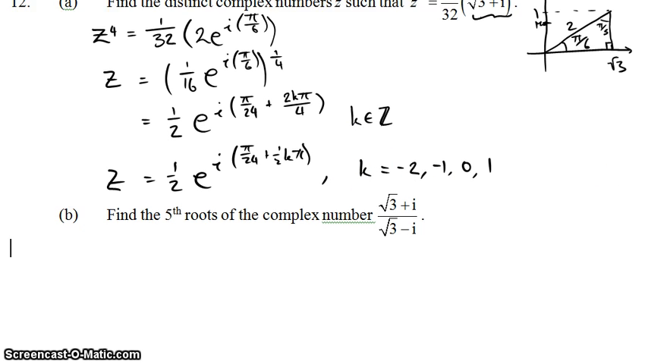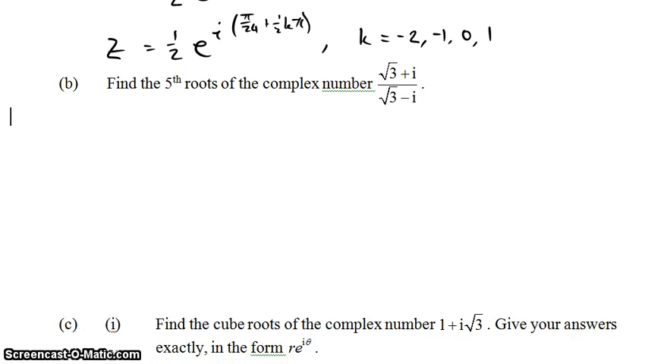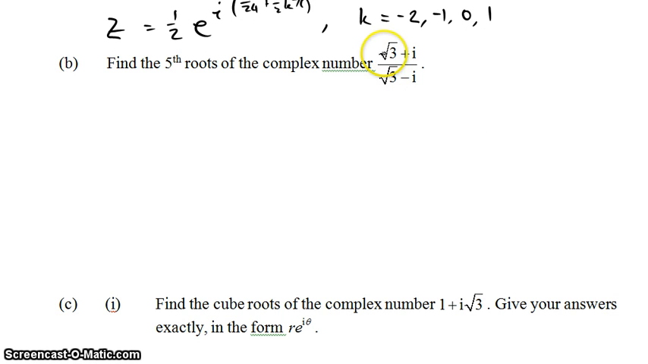Part B, find the fifth root of this complex number. You can see this is a number divided by its conjugate, so that's going to help us out a little bit. And actually we know what the top line is already, because the top line is the number we were using just before. So we want to solve z to the 5 is equal to (root 3 plus i) over (root 3 minus i). And I've just realized, oh yeah, it is the same.